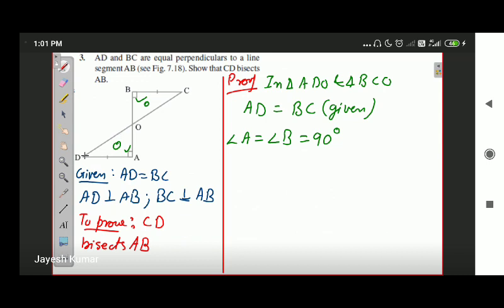Now see the lines CD and BA. These two lines are intersecting at point O. The vertically opposite angles should be equal. Angle AOD should be equal to angle COB. This time I am writing the full name, okay, because there are lots of angles. Why? Because they are a pair of vertically opposite angles.